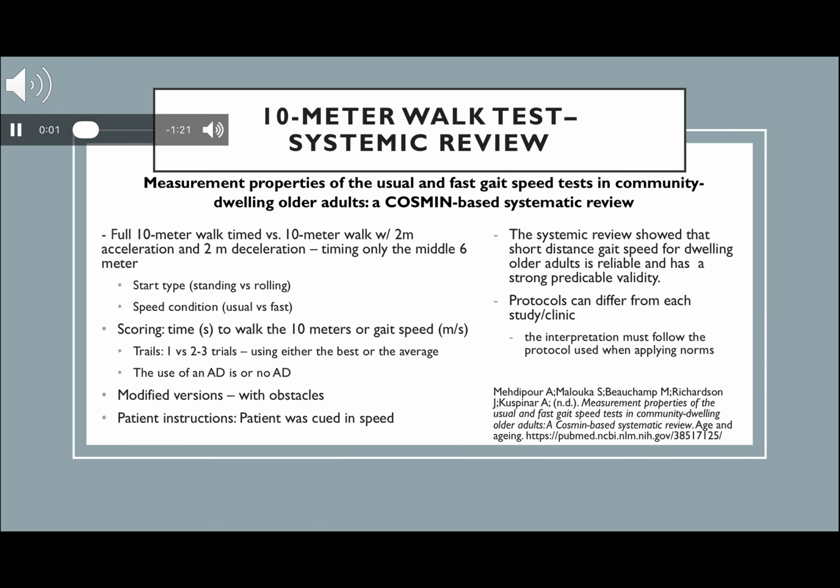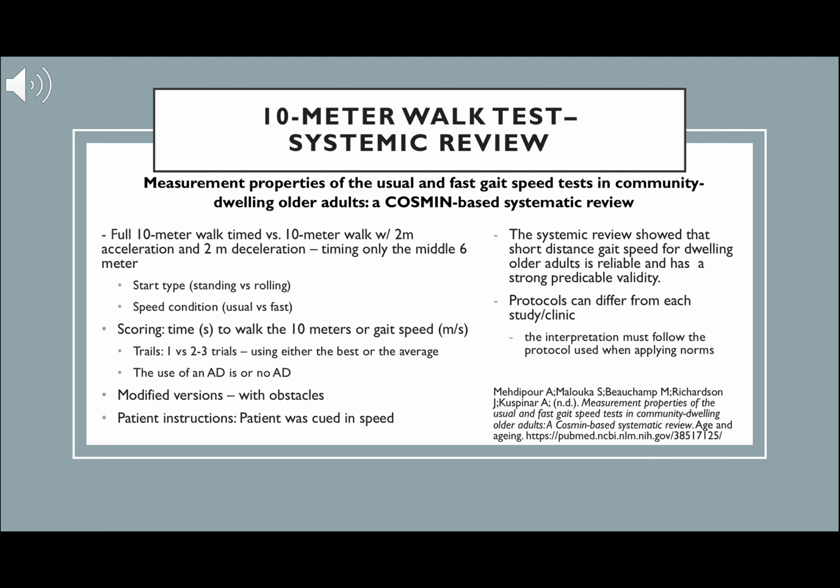The systematic review we use for our 10-meter walk test is the measurement properties of the usual and fast gait speed test in community-dwelling older adults, a consensus-based standards for the selection of health measurement instruments based systematic review, which the reference is listed on this slide.